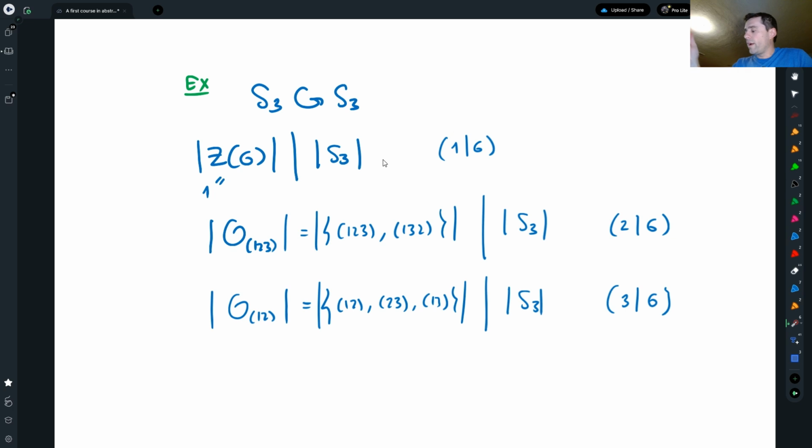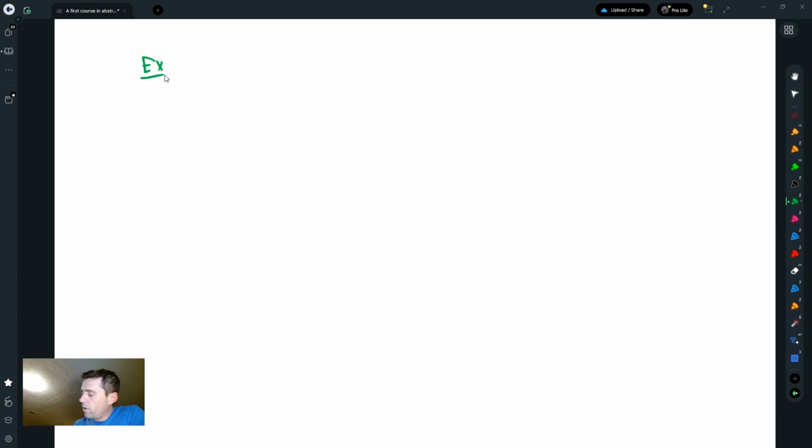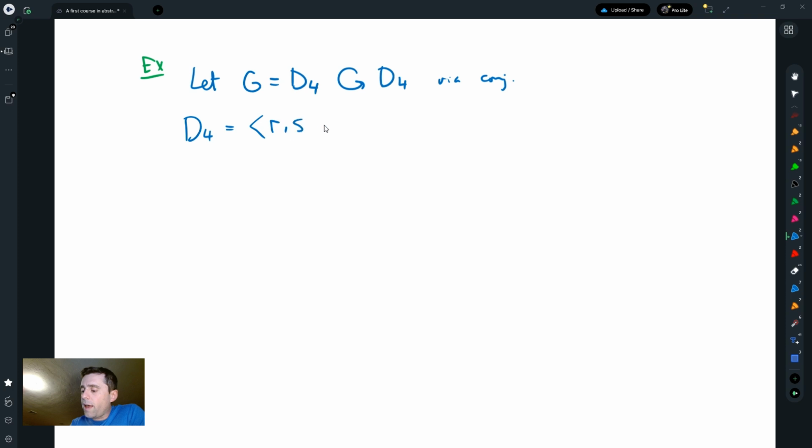Okay, let me give you one last example of class equations. So here is one more example. Let G be D4 acting on D4 via conjugation. So remember that D4 is given by r and s, such that r to the 4 is 1 and s squared is 1. And then we also have that srs is r inverse. You can also realize D4 as a subgroup in S4. So I'm going to write it like that so it's easier to see orbits and so on.